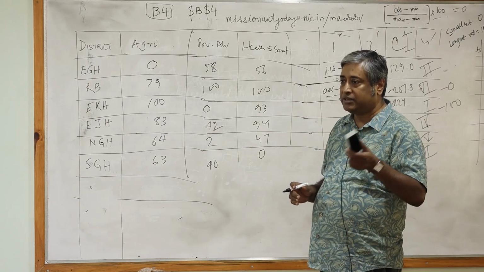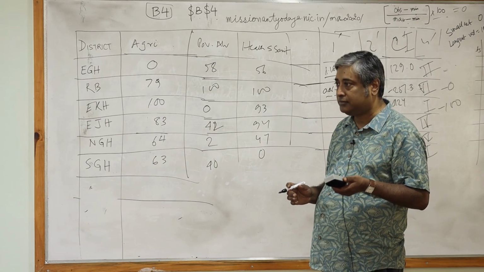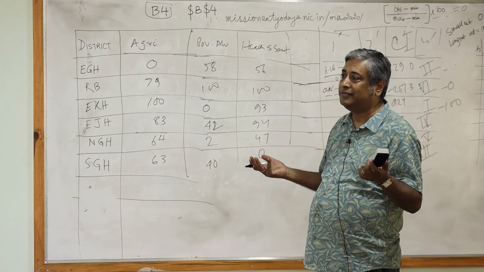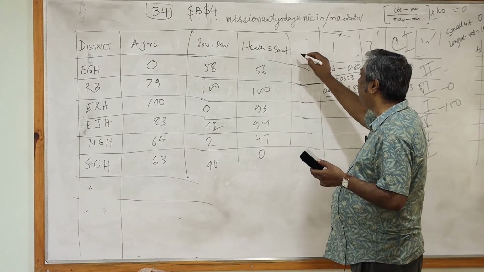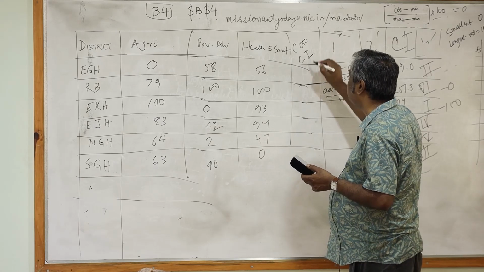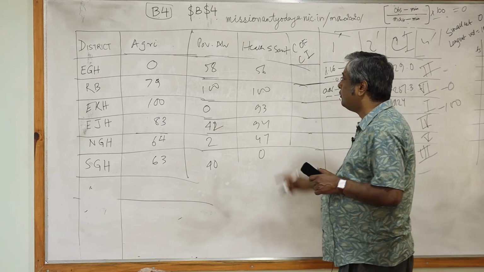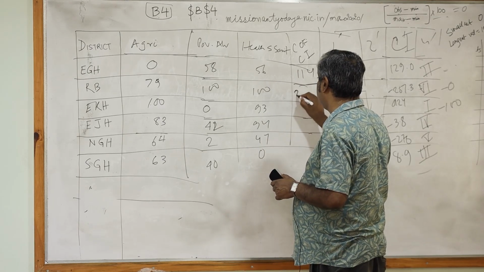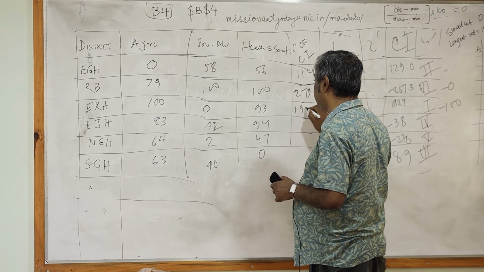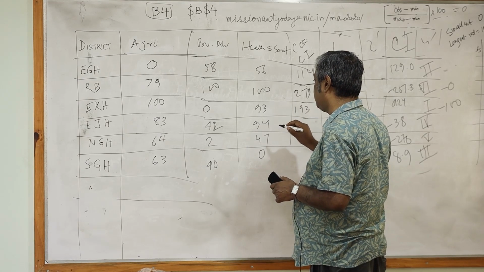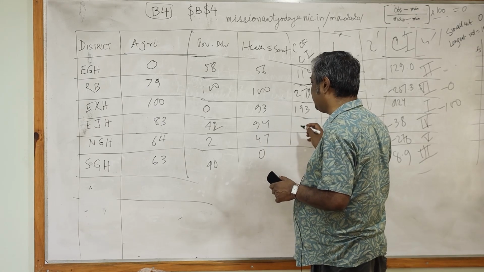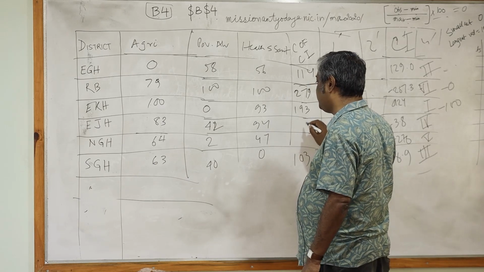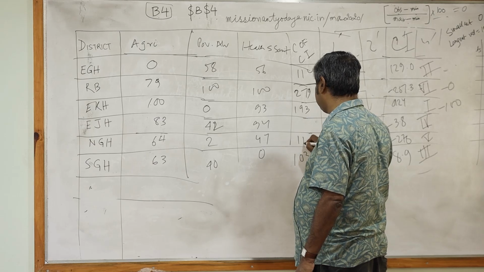So each one of you did a composite index of your own. Yes? So how do we do a composite of a composite index? Simply add it. Nothing else. So add it. Composite of composite index. When you add it, add it. 193. Add these two. 113.